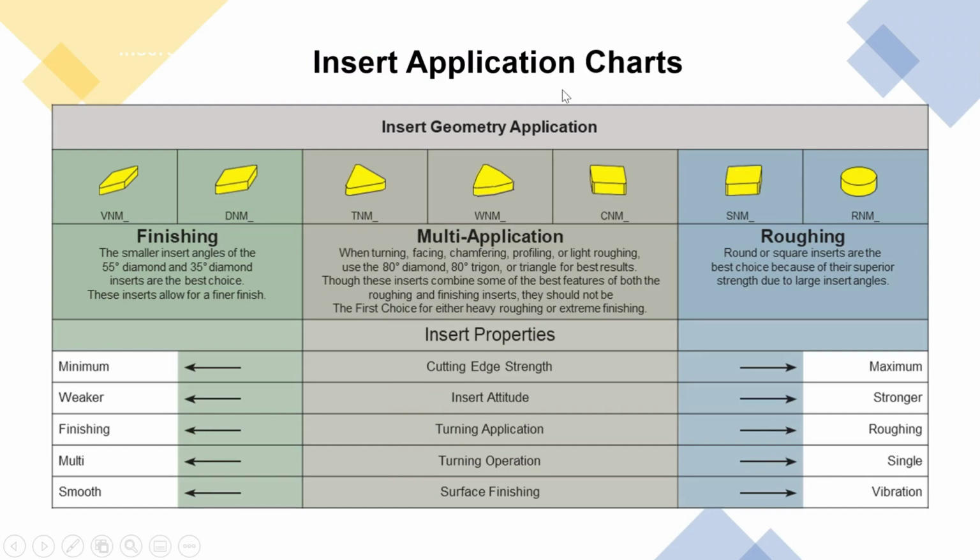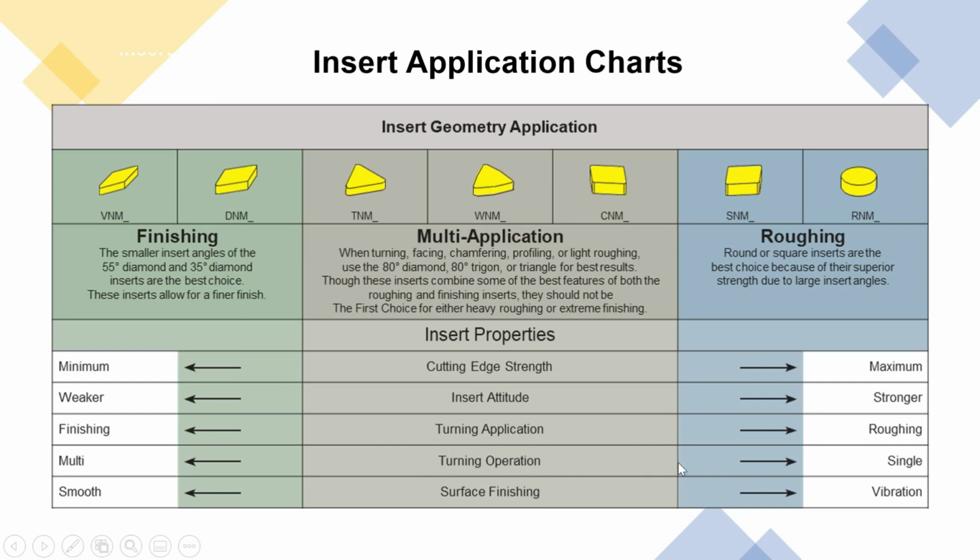Insert application chart. We have studied this earlier, and it has different properties. Cutting edge strength is higher for these shapes, medium for these, and minimum for these shapes. Insert stability is stronger for these, weaker for these. Turning application: these are used for roughing, these are used for finishing.